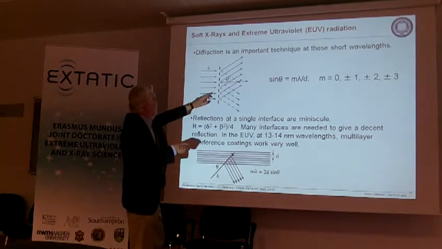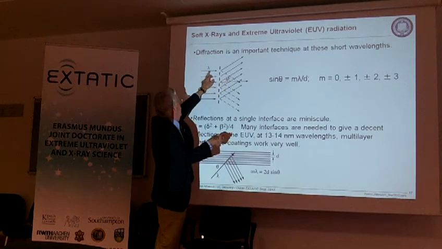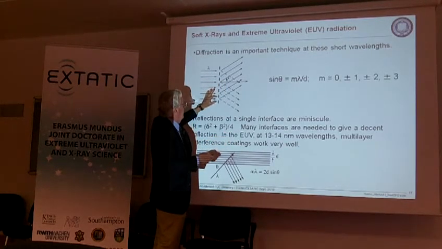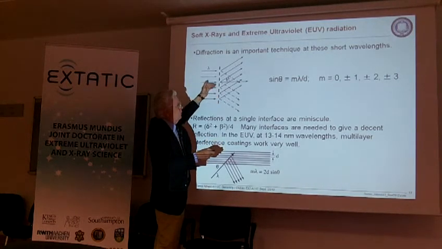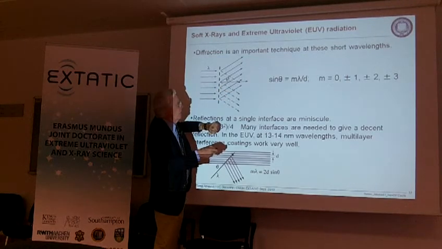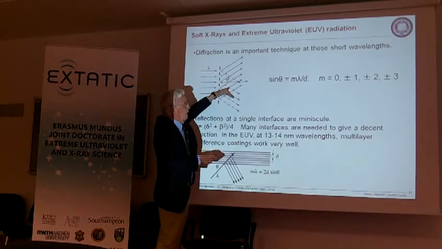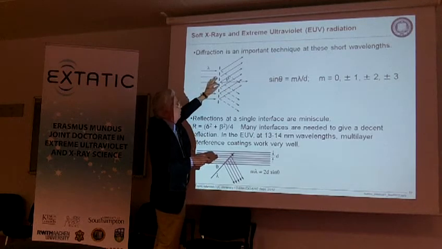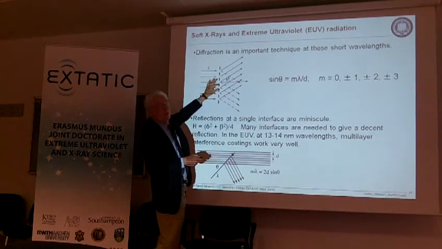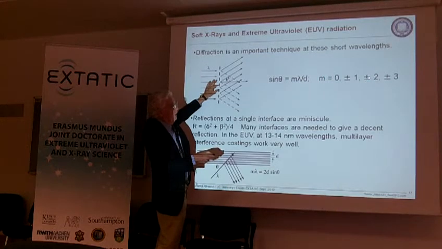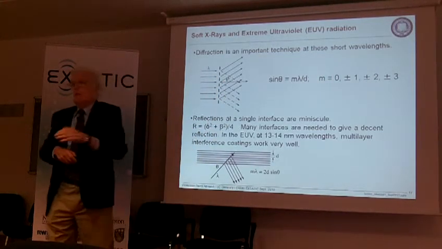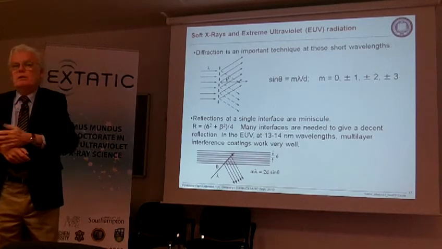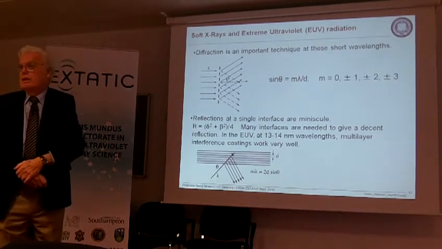And there's a relationship between the sine of this angle, the wavelength, and the period, middle of one to the middle of the other, let's say. And this is that relationship. m equals 0 means the forward direction, and plus or minus 1 means it could go up or down. Depending on whether this is symmetric or asymmetric, you may get second orders, or you may not, but you'll certainly get third orders. So this is a diffraction that you're used to, but it's very commonly used in the X-ray region.